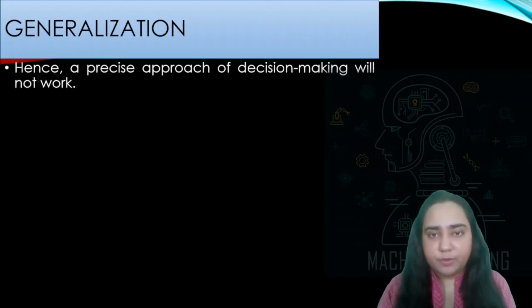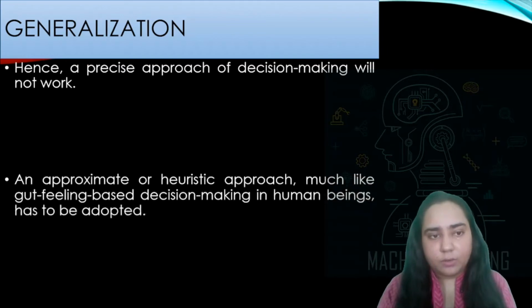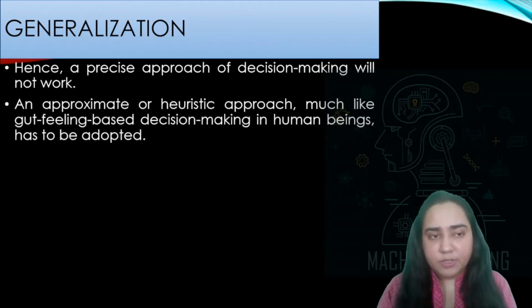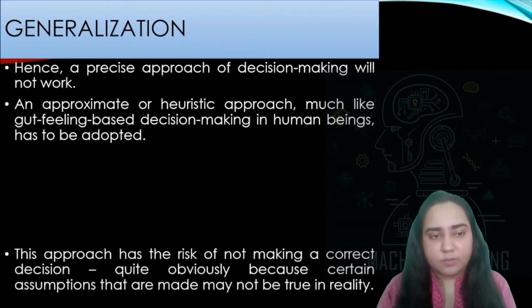So hence a precise approach of decision making will not work. And an approximate or heuristic approach, much like a gut feeling based decision making in human beings, has to be adopted. So it's not always about being accurate. It's about being quick sometimes, and if it's an approximate or heuristic approach, it is fine. We don't always want an exact answer. That's why it is being compared to the gut feeling based decision making that human beings adopt sometimes.